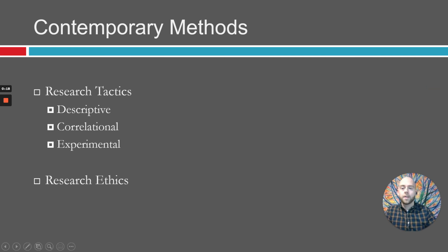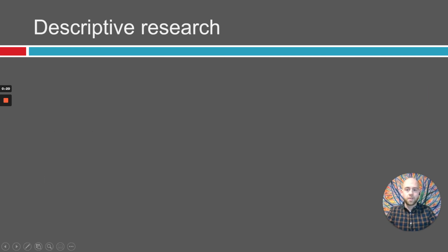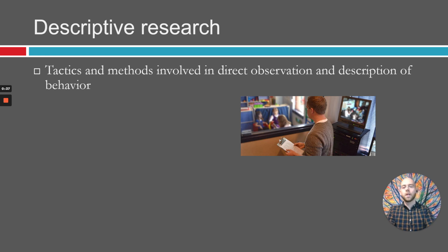So to dive in and talk about descriptive research. Obviously, as you might expect, this might have a lot to do with that first goal we talked about in the scientific method of describing what's going on. But depending on how you carry out your descriptive research and what you might observe, you can probably use it for prediction in many cases too. But descriptive research, or observational research, as we might call it as well, very broadly involves tactics and methods that involve direct observation and description of behavior.